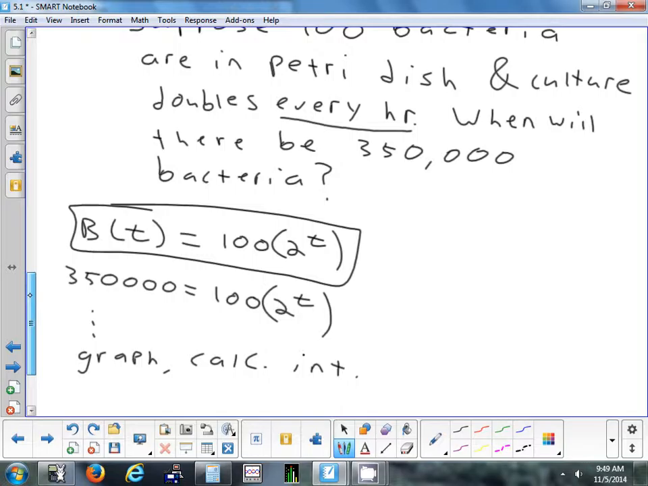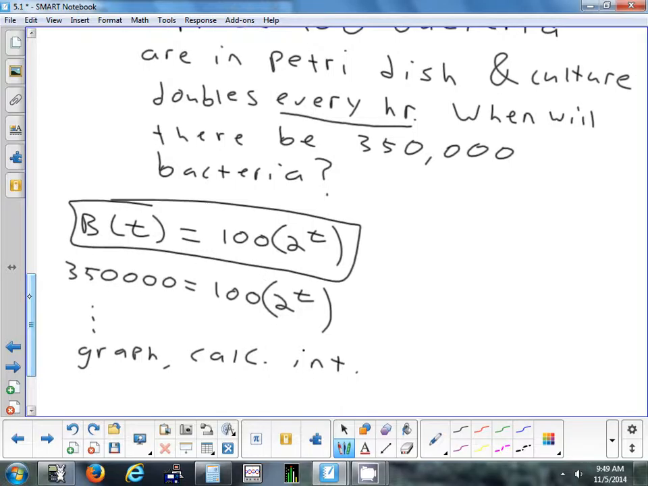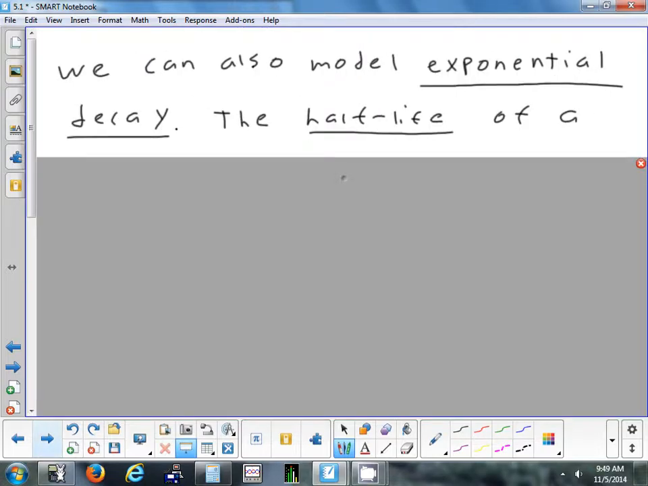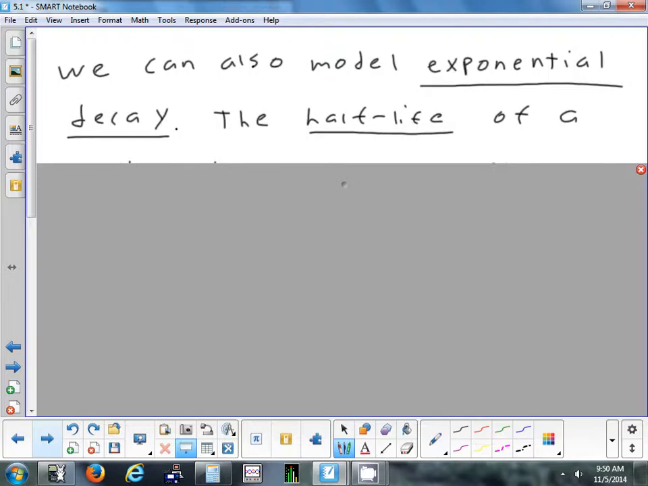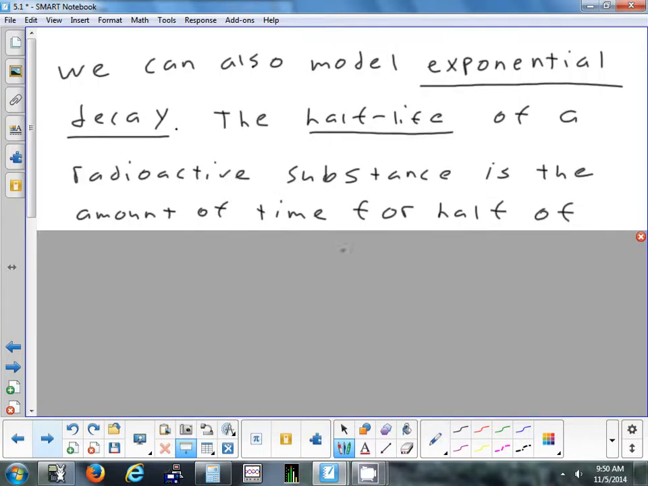Any question about how you deal with something doubling? What do you think would change for tripling? Yeah? 2 would change to a 3. So the last one is going to be using pretty much the same formula, except we're going to talk about something getting smaller and smaller. Okay, the half-life.